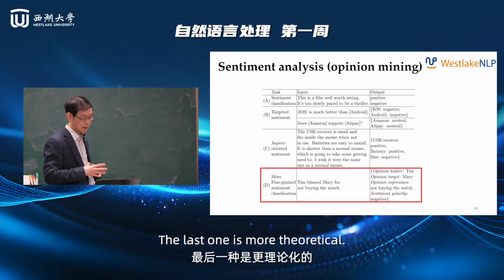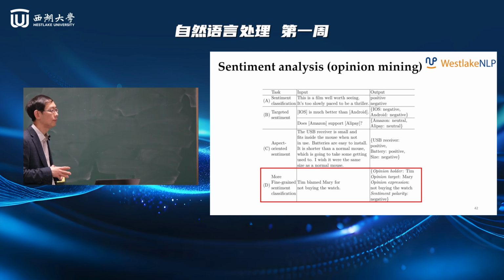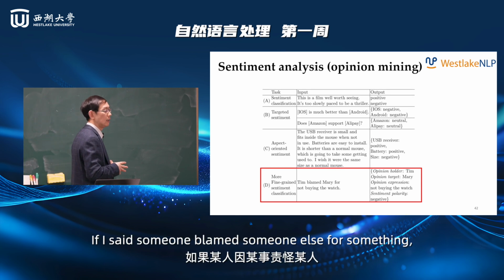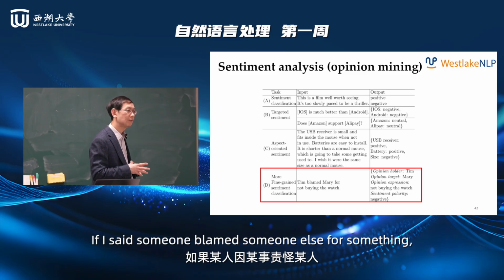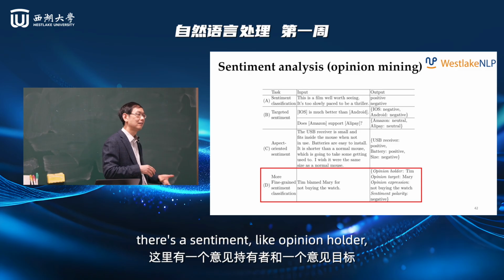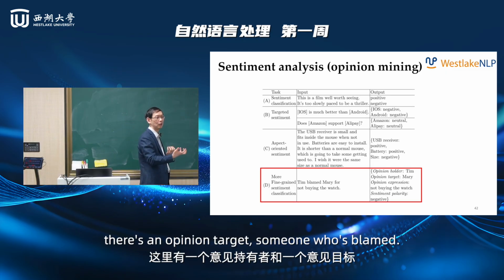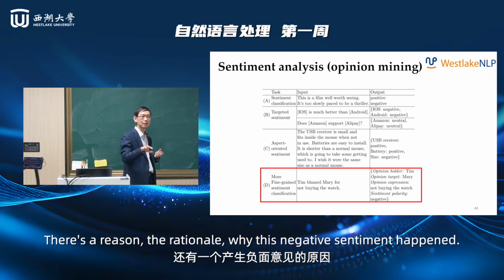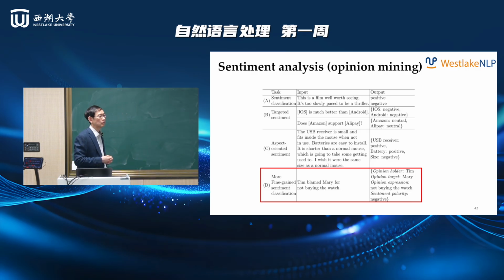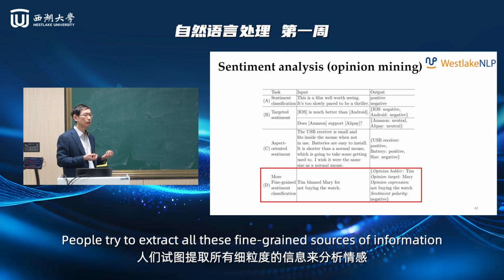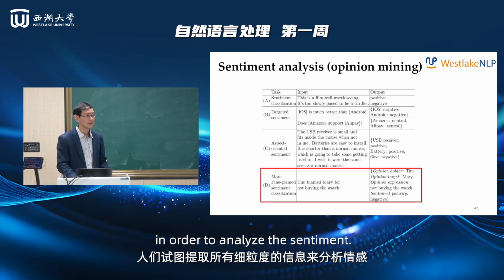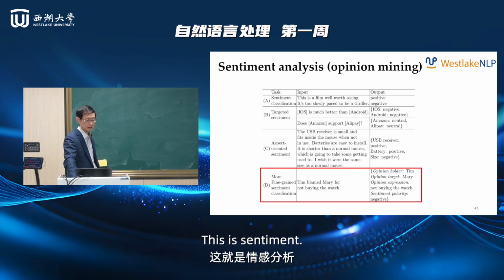The last one is more theoretical. If I say someone blamed someone else for something, there's an opinion holder, someone. There's an opinion target, the someone who's blamed. There's a reason, the rationale, why this negative sentiment happened. So people try to extract all these fine-grained sources of information in order to analyze the sentiment. Okay, this is sentiment.